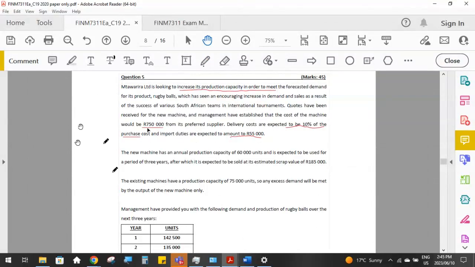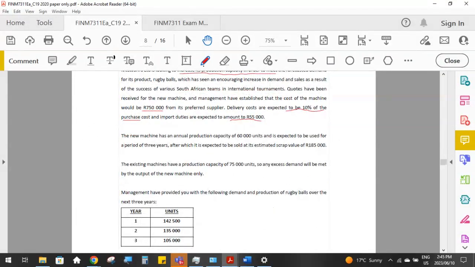So you need to know from your accounting inventory module how we calculate the depreciable value of machinery when we purchase it. And they've got to always give you this information. It's got a capacity of 60,000 units per annum, and it can be used for 3 years, and then at the end of the 3rd year it will be sold for scrap value of 185,000. So the 185,000 is then its terminal value, or its recoverable amount at the end of its use, at the end of its useful life.